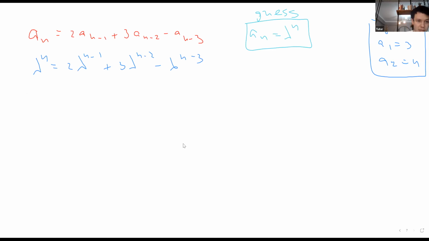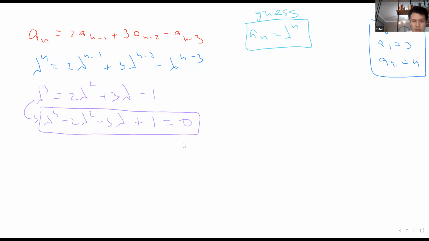So what's the cubic? The cubic is going to be lambda cubed equal to 2 lambda squared plus 3 lambda minus 1, right? And then I can rewrite this as lambda cubed minus 2 lambda squared minus 3 lambda plus 1 equals 0. So this is basically a cubic polynomial, right? Okay, so now what am I going to have in here?